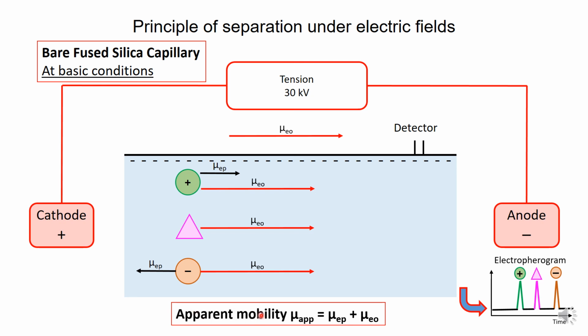And the apparent mobility I can detect, I can calculate, is the mobility of the compound, taking into account the two mobilities. So the apparent mobility is equal to the effective electrophoretic mobility of the compound plus the electroosmotic mobility of the compound.